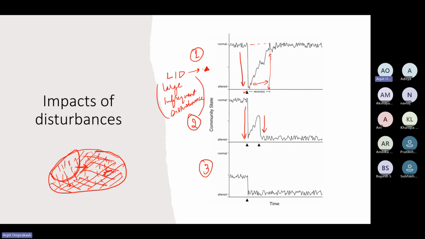So one example would be how climate change is altering the normal community state to a disturbed community state, or how the presence of plastics and all are changing the community to a disturbed state. Basically reducing the community state from below normal towards altered. Okay.